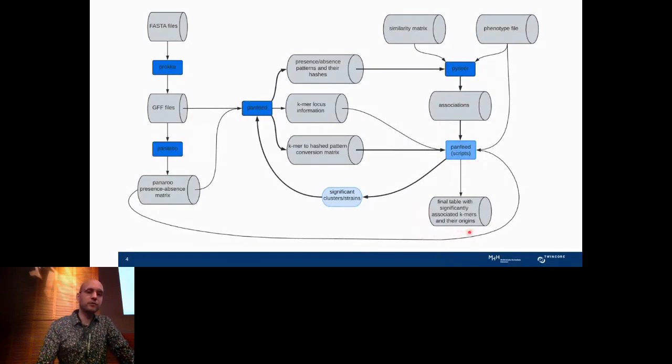Now, because we noticed that this k-mer file can get quite large, we came up with a 2-pass approach, which basically runs PanFeed twice.